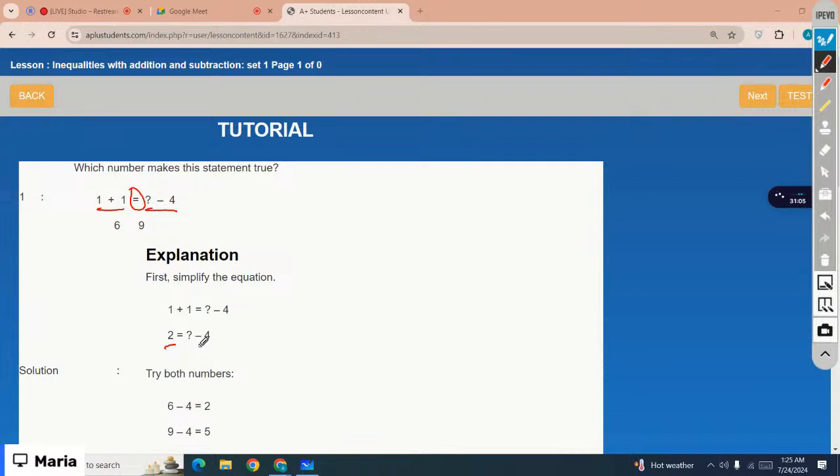minus 4 equals 2. You have 6 and 9. So start with 6. 6 minus 4 is 2. Both sides must be equal, right? So that is 1 plus 1 equals 6 minus 4. 1 plus 1 is 2. 6 minus 4 is 2, right?